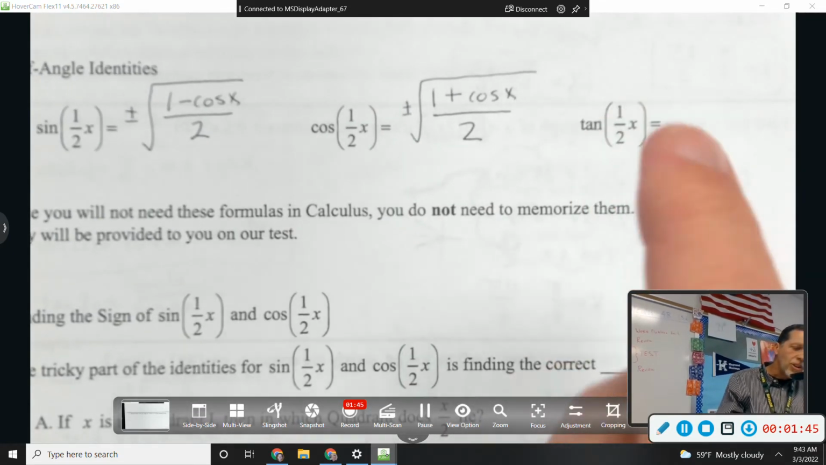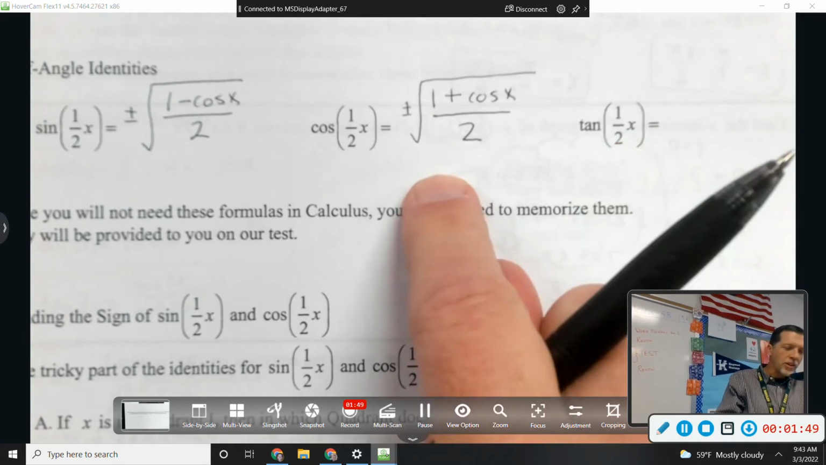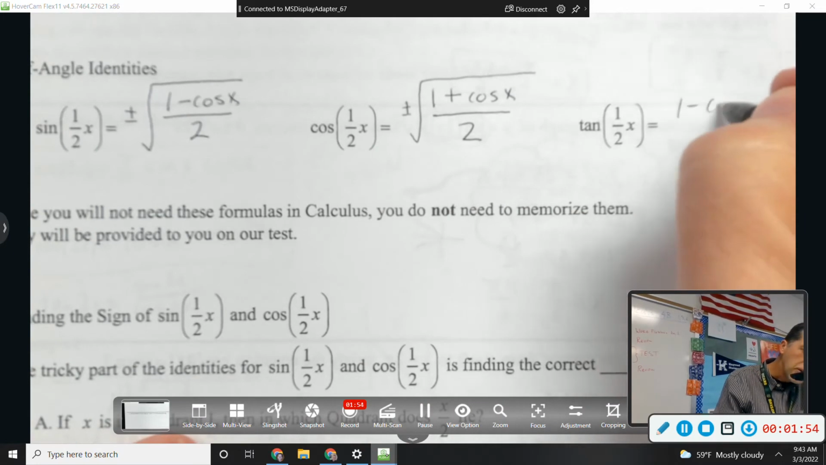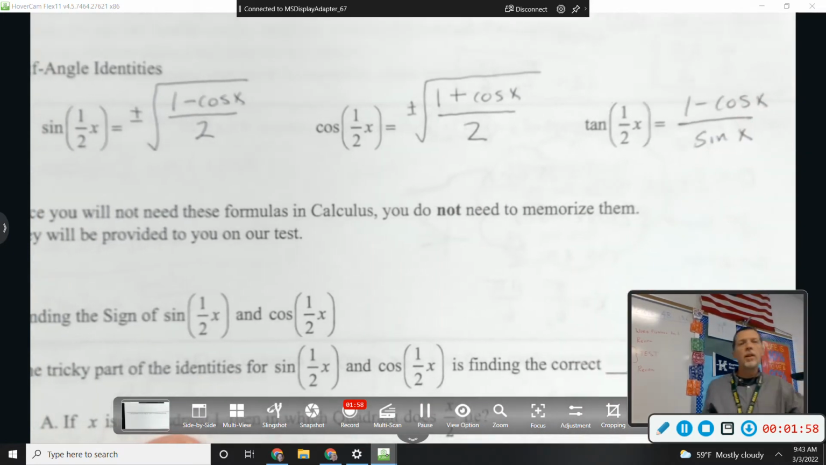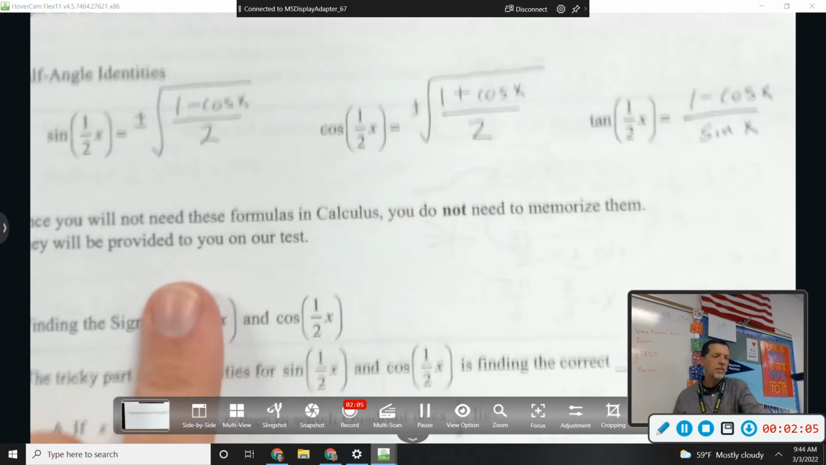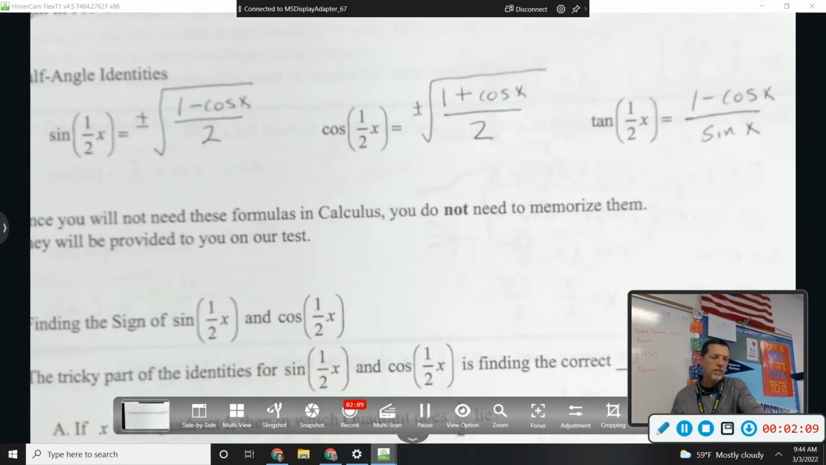Tangent. Usually tangent is the hardest of the 3. But for this one, it sort of works out like 2 hards make an easy kind of thing. Tangent of 1/2 x is 1 minus cosine x over sine of x. Again, you're going to be given those, so you don't have to memorize them. Since you will not need these in calculus, you don't need to memorize them. They will be provided for you.